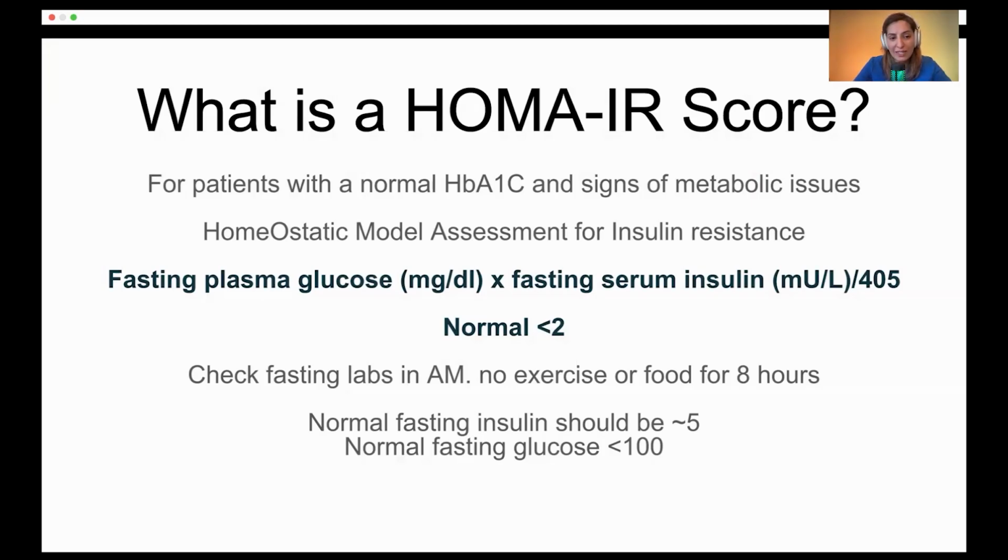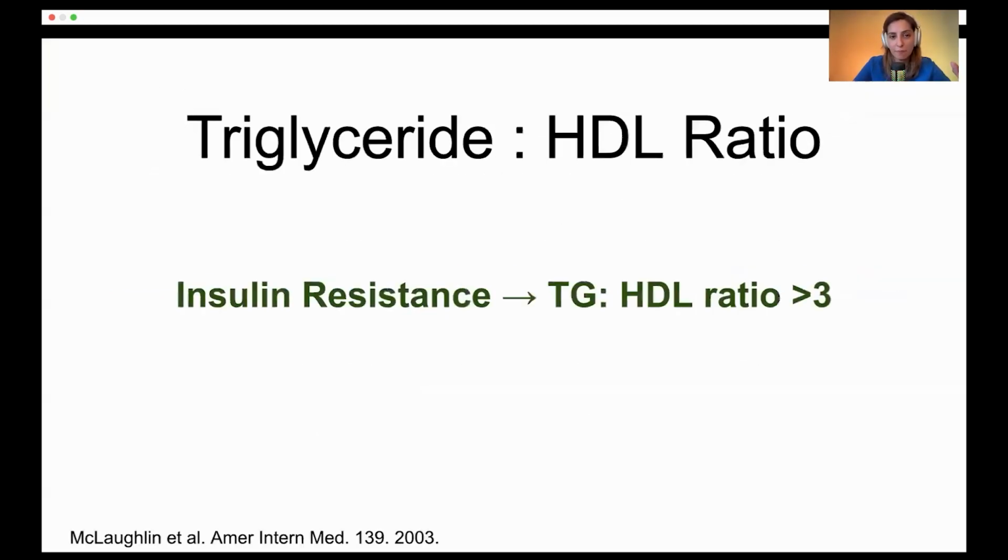So you check the fasting plasma glucose, and they need to be fasting for 8 hours, no exercise or food. Check it in the AM. So check the fasting glucose and check the fasting serum insulin. You're going to multiply those two numbers and divide it by 405. Basically your normal insulin should be about 5, your normal fasting glucose should be less than 100. So your HOMA-IR score should normally be less than 2. If it's elevated past 2, then you know you're having problems.